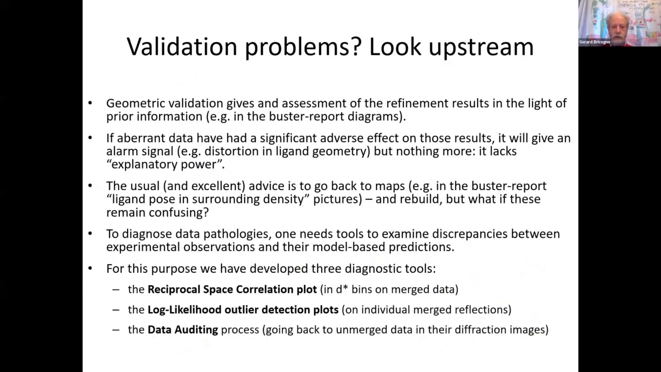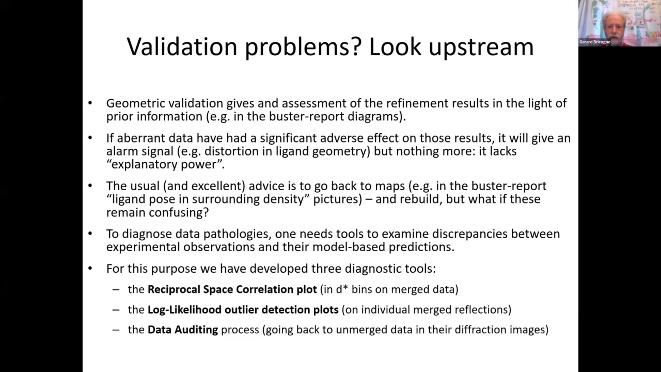Now, validation, there is a lot of talk about validation when AI produces models that are certain to be in agreement with everything you can throw at them in terms of geometric validation.